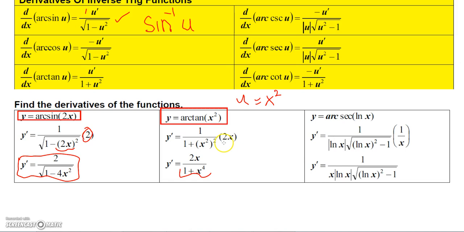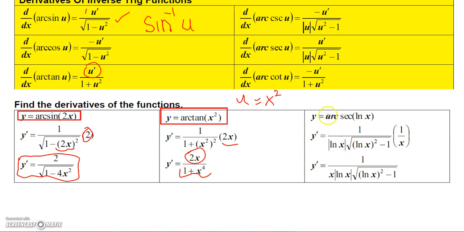And then I multiply that by the derivative of x squared. You've got to multiply by the derivative of x squared because that's your u prime. And the derivative of x squared is 2x. So if we multiply this function by 2x, we just get 2x over 1 plus x to the fourth. And again, if you prefer, you can just say u prime, which is 2x right here, over 1 plus u squared, so over 1 plus x squared squared, which is 1 plus x to the fourth.